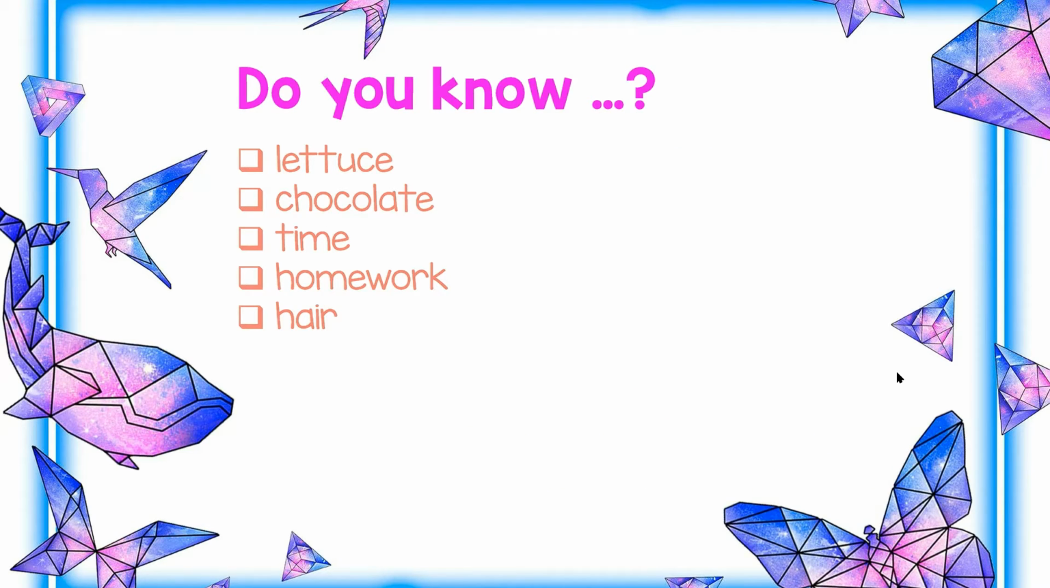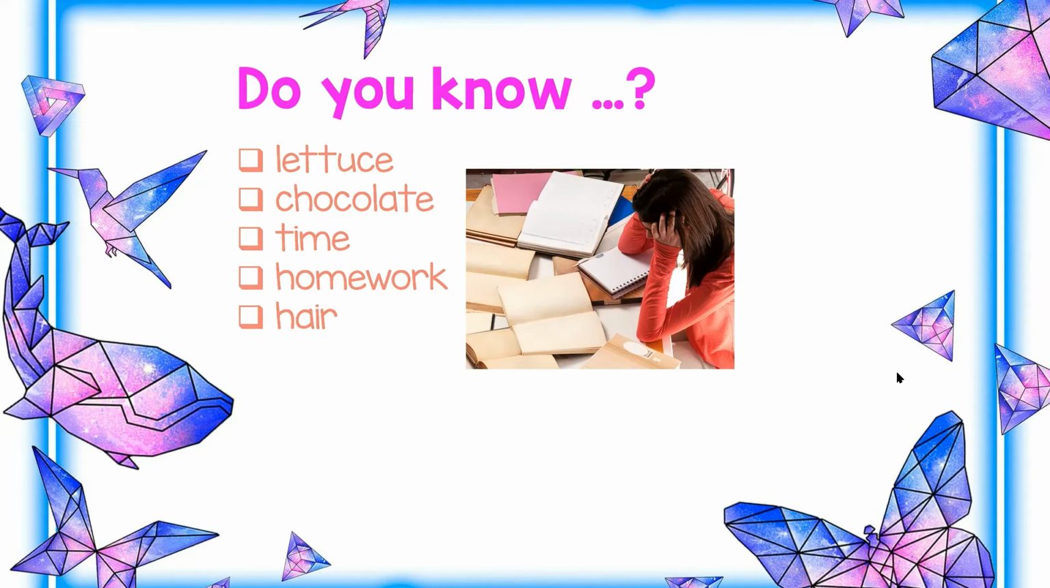Alright, this is an interesting one. Can homework be counted? Homework is an uncountable noun. We cannot say I have 3 homeworks or I have 4 homeworks. You can, however, say I have 3 assignments or I have 4 assignments. Homework is a group of work that you need to complete at home. That is why it cannot be counted.